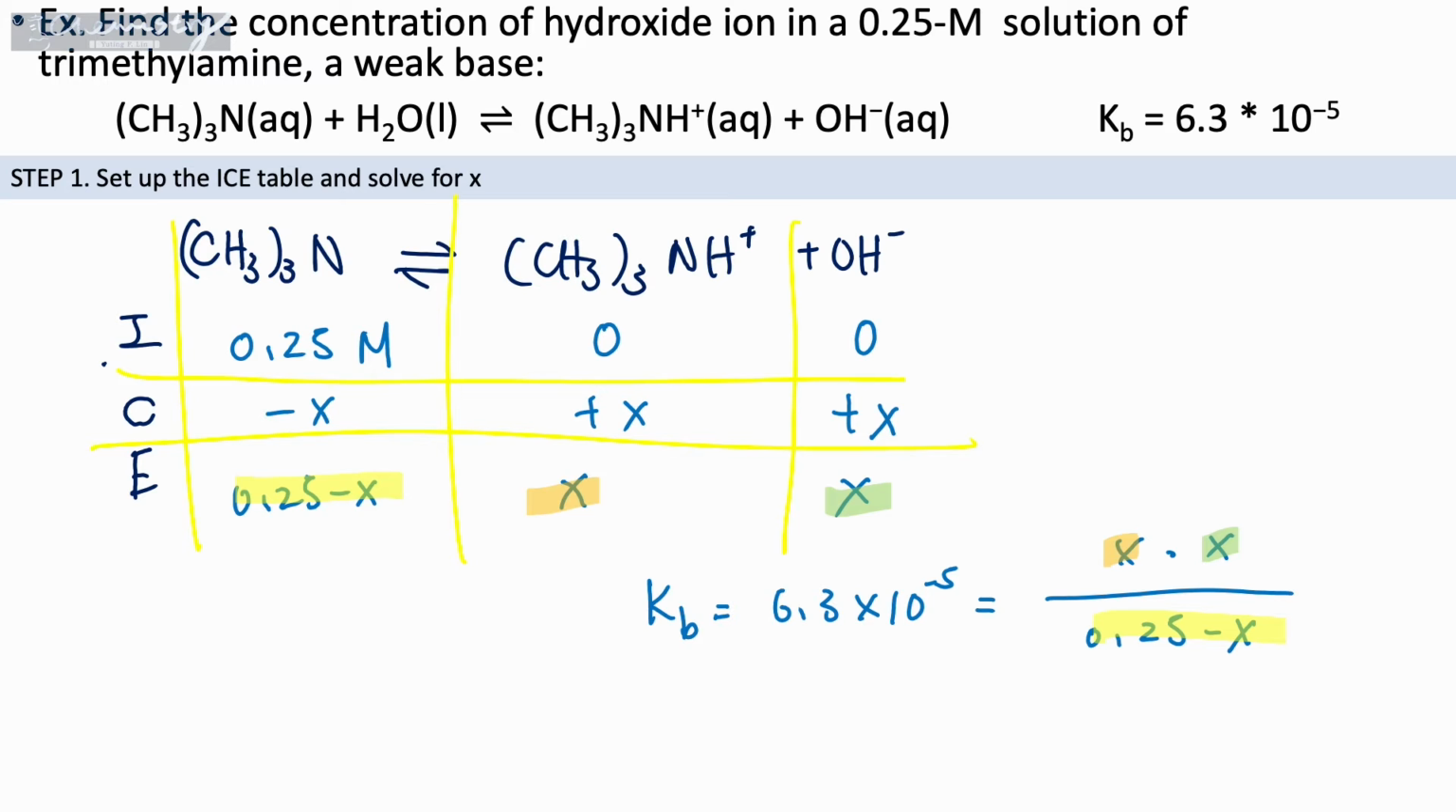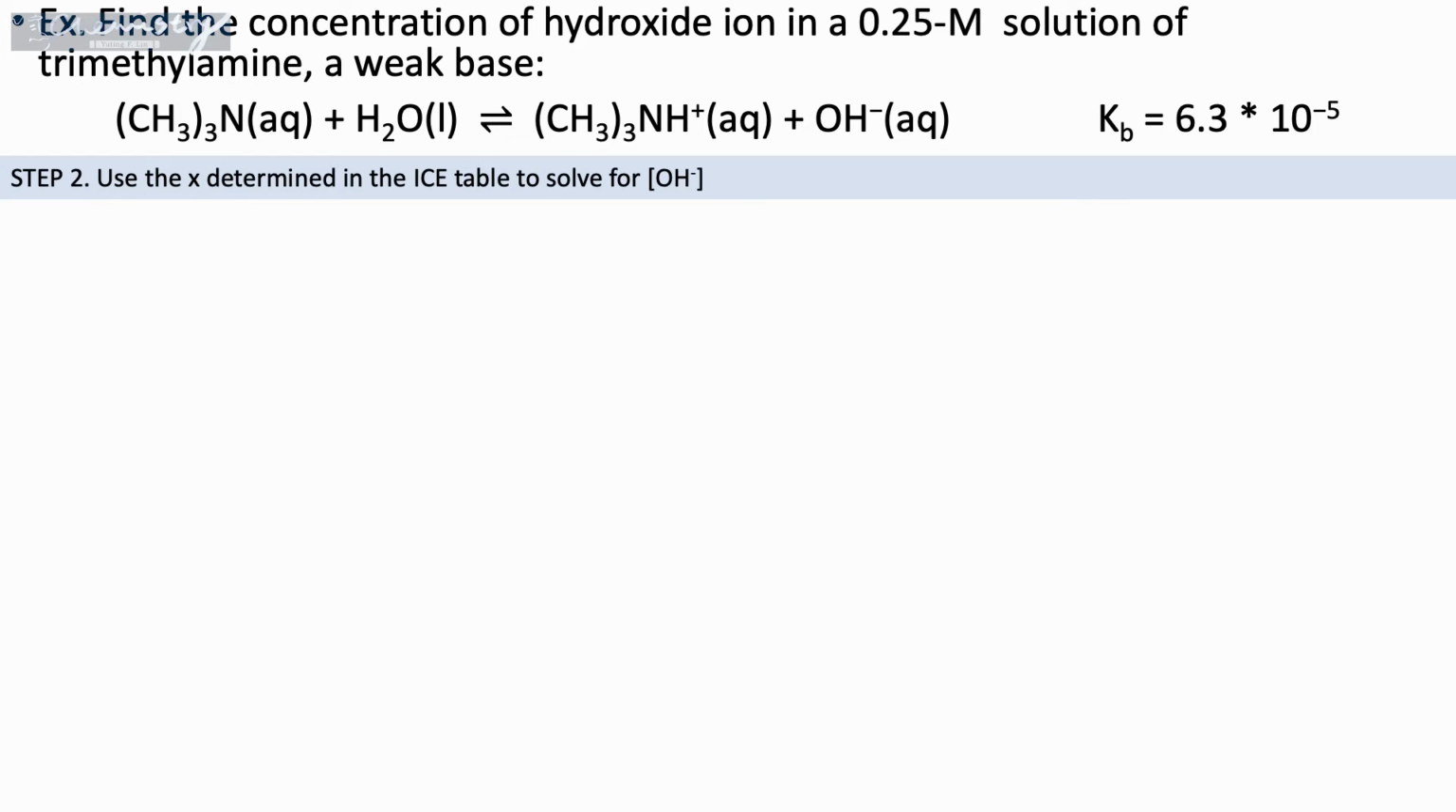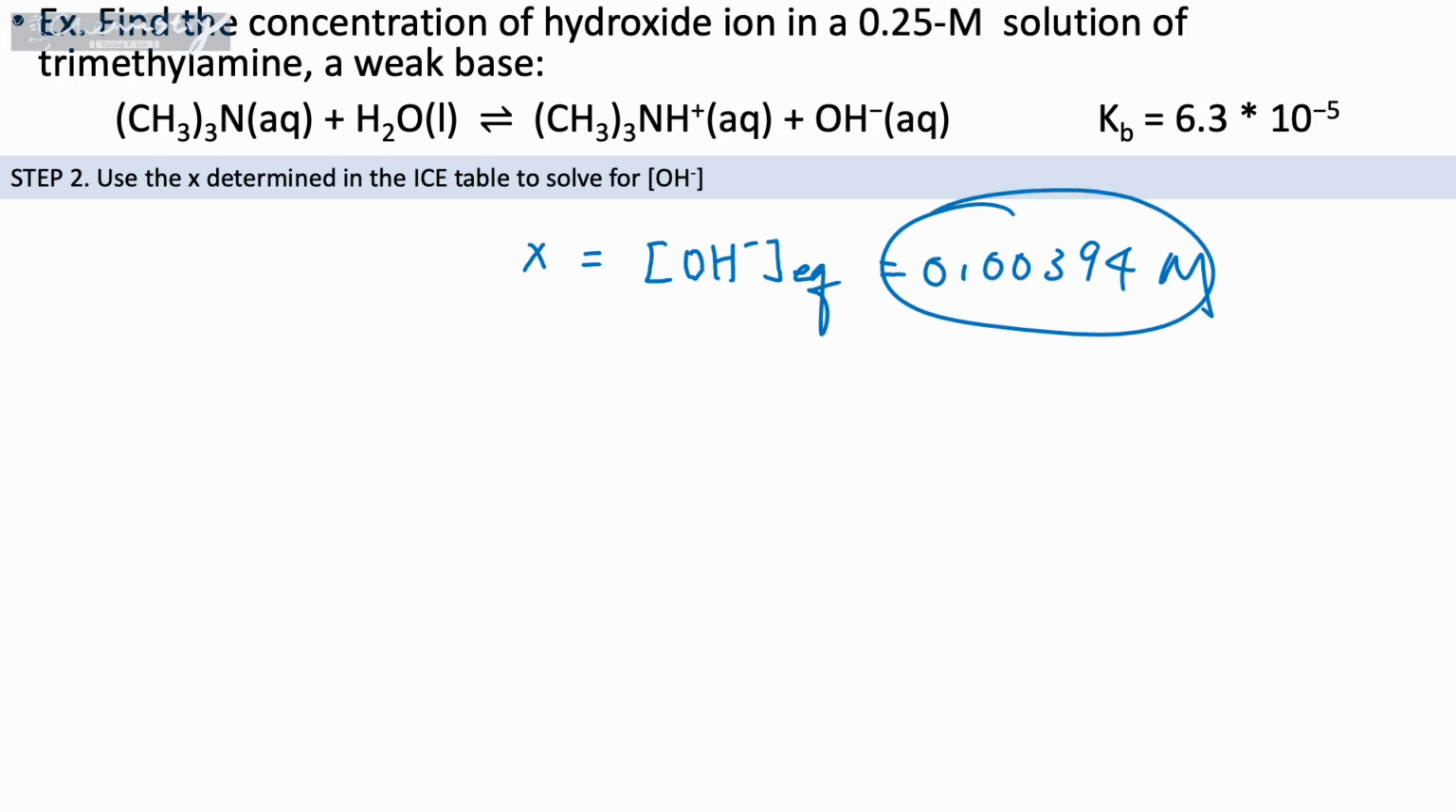So to solve for x, we know that x is going to equal 0.00394. That is one of the possibilities. And the other one is negative 0.004, but again, we're not going to be using the negative value. With the x, we know that we have the equilibrium concentration of the hydroxide ion because x is equal to the equilibrium concentration of the hydroxide ion. So our equilibrium concentration of the hydroxide ion is therefore going to be 0.00394 molar from the ICE table.